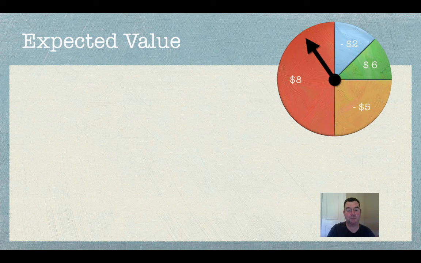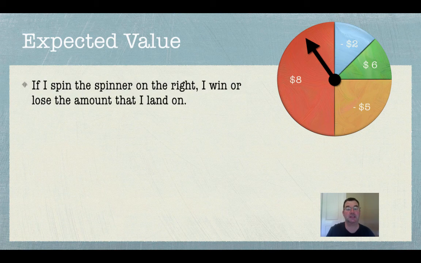Expected value. Let's say I spin this spinner on the right, and I'm either going to win or lose the amount that I land on. So if I land in the reddish orange, I'm going to get $8. If I land in the more yellowish orange, that's going to make me lose $5. If I land in the green, I'm going to get $6, and if I land in the light blue section, I'm going to lose $2. So about how much on an average spin can I expect to win or lose?